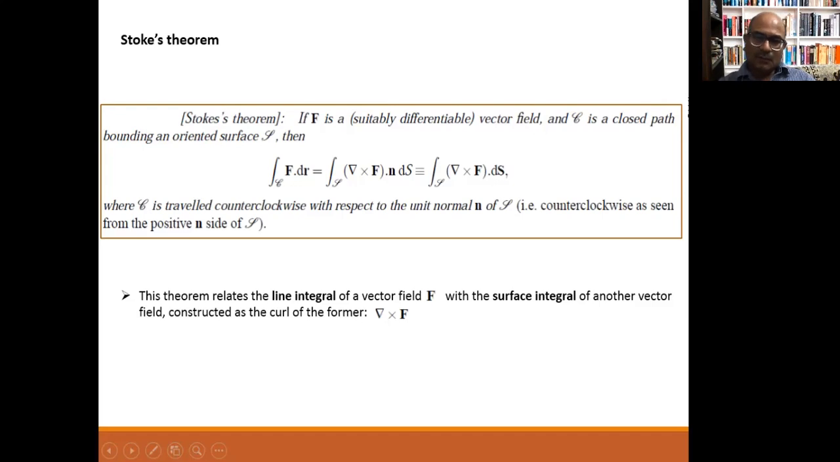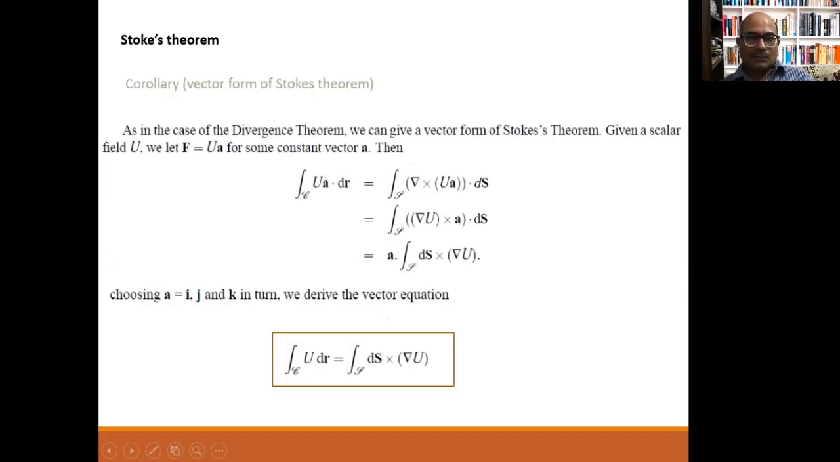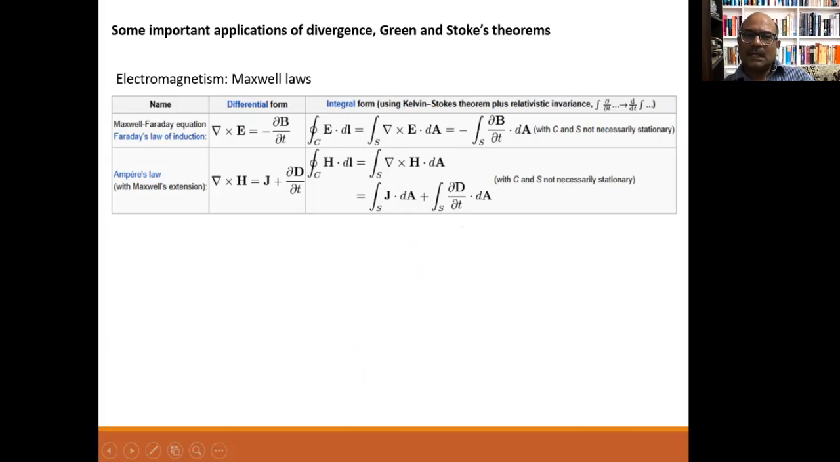So this theorem relates the line integral of a vector field with the surface integral. And the surface integral to the volume integral is our Gauss divergence theorem. The curl is constructed as del cross F. Now, according to the vector form of this Stokes theorem, it can be written as the integral of u A dot dr equals the integral of del cross uA dot dS, and we can choose A equal to i, j, k. So we derive the vector equation: the integral of u dr for this curve is equal to the integral of dS cross del u for this surface. So this is the Stokes theorem.